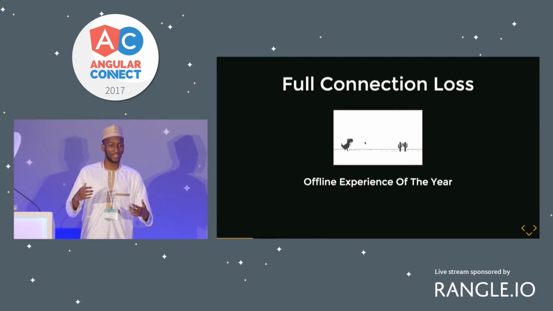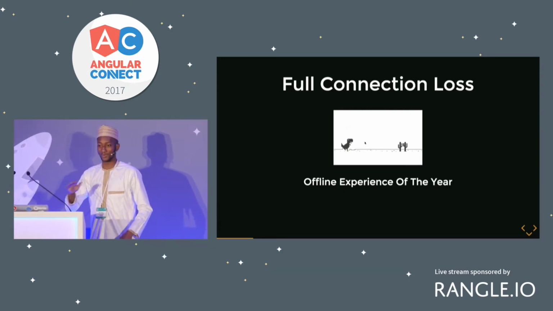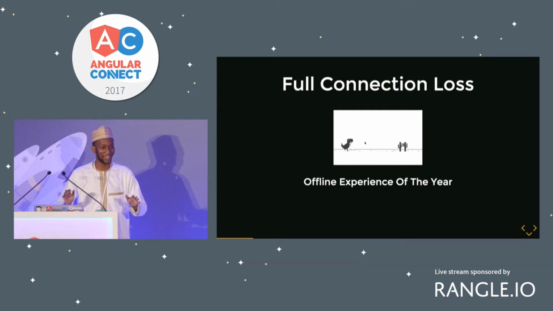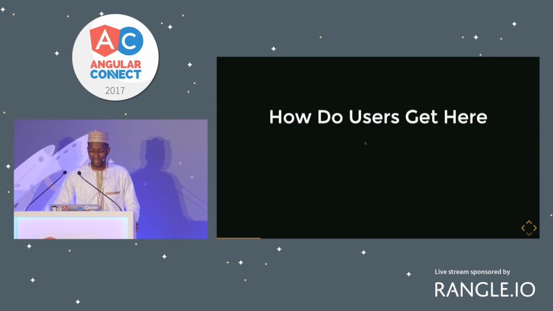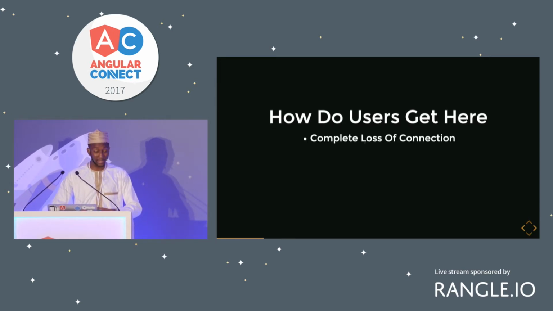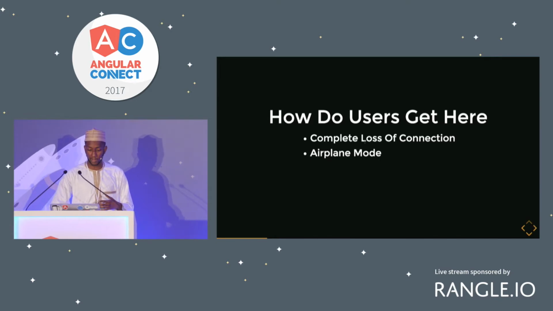But when you go offline on your browser, that's the best thing you can see. That's the best offline experience. You can play a dinosaur game. Literally, this is the state of offline today. And how do users normally get here? When they completely lose connection once again, or they're on airplane mode. This is how you'd expect users to get to this type of state.